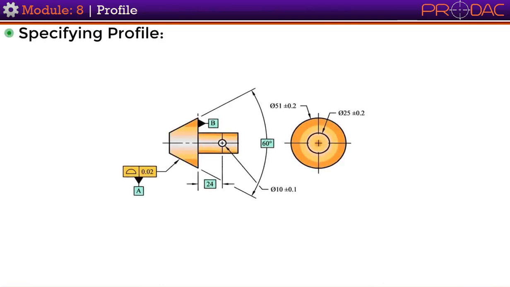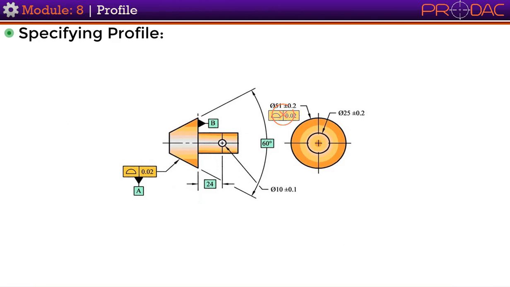Specifying profile. A profile view or section view of a part is dimensioned with basic dimensions. A true profile may be dimensioned with basic size dimensions, basic coordinate dimensions, basic radii, basic angular dimensions, formulas, or undimensioned drawings. The feature control frame is always directed to the profile surface with a leader. Profile is a surface control. The association of a profile tolerance with an extension or a dimension line is inappropriate.